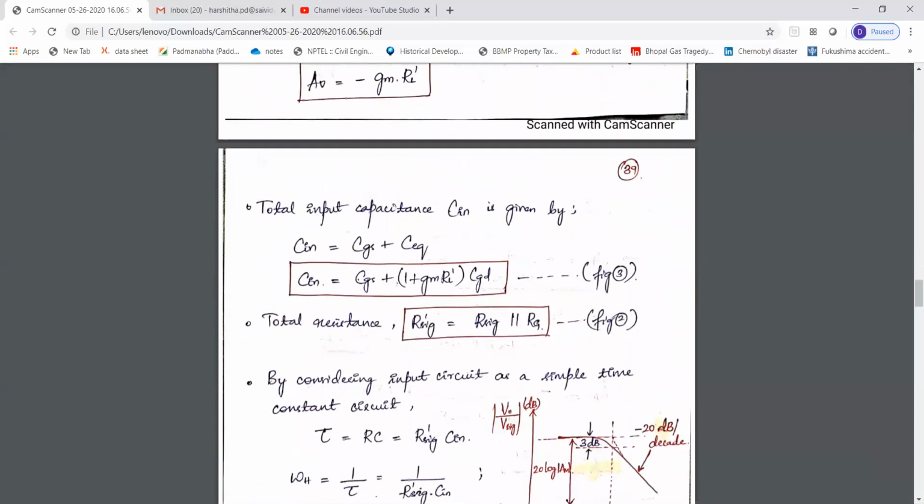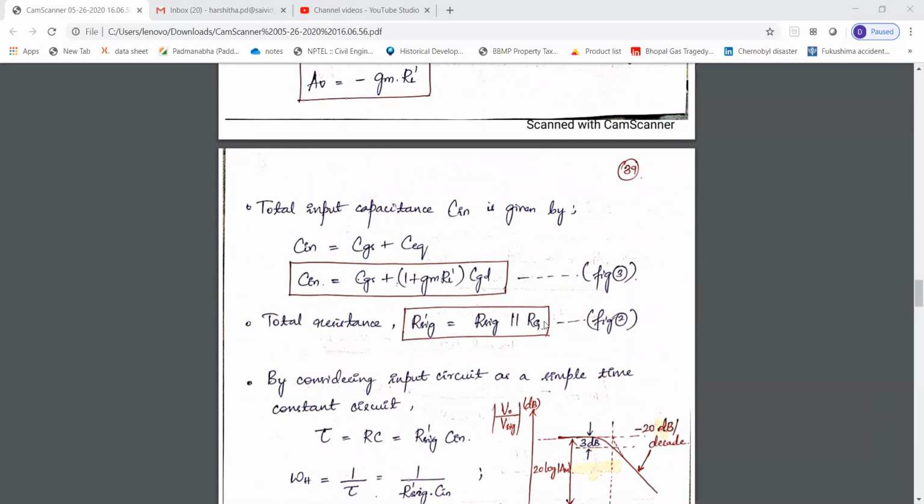Next, R signal dash. See here. R signal dash is the parallel combination of R signal and R_G, isn't it? Write that. That is at the input side.